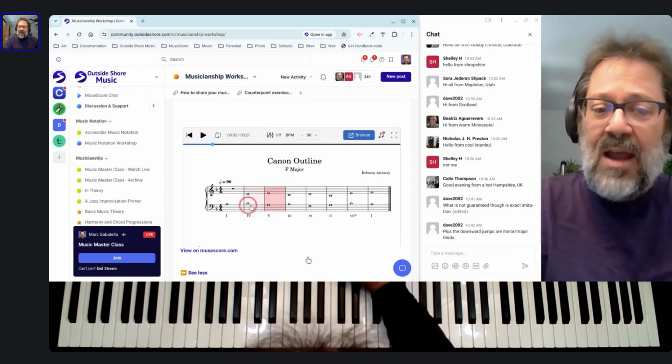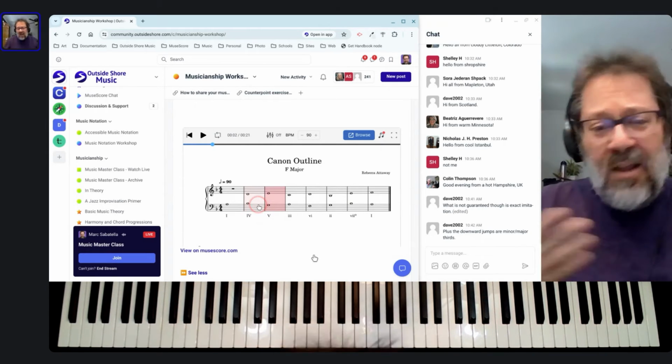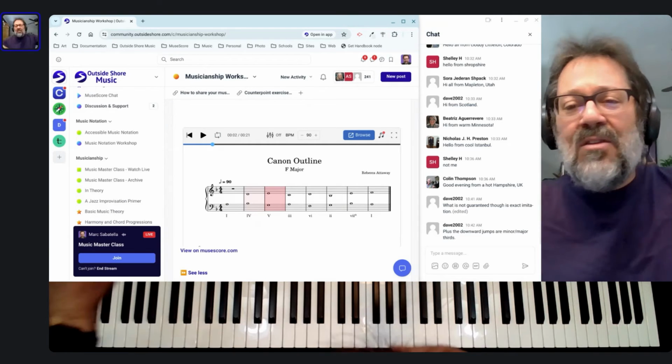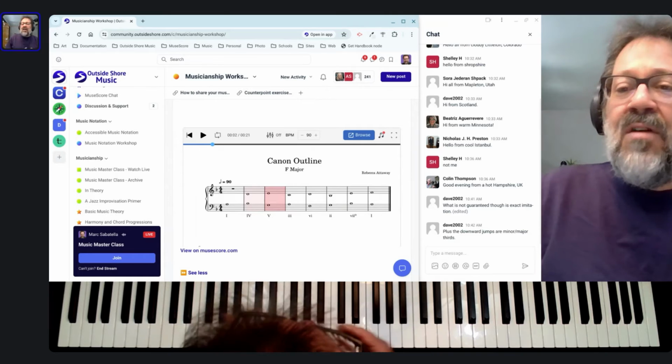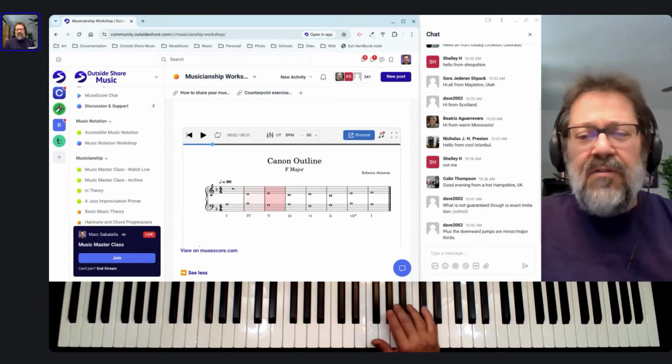To tonicize it, right? I can introduce that B natural somewhere mid-measure. So these are, again, things that you can plan in advance before you've written all your 8th notes and 16th notes and all the fancier stuff that you might eventually be filling in there. So it's a very flexible scheme.